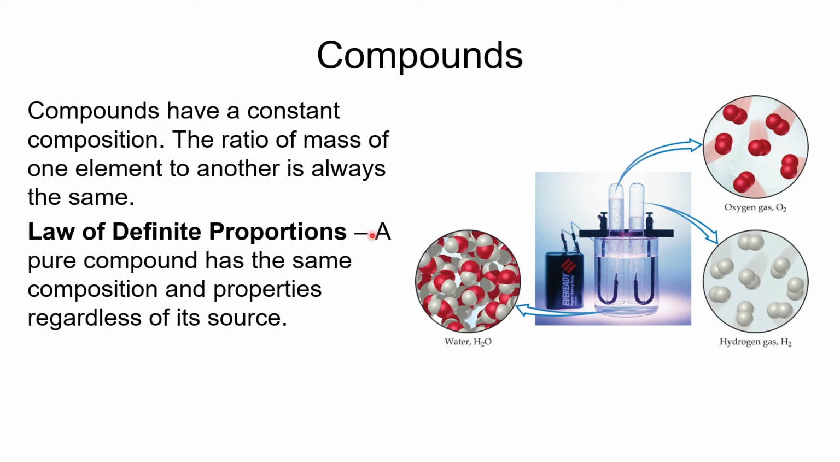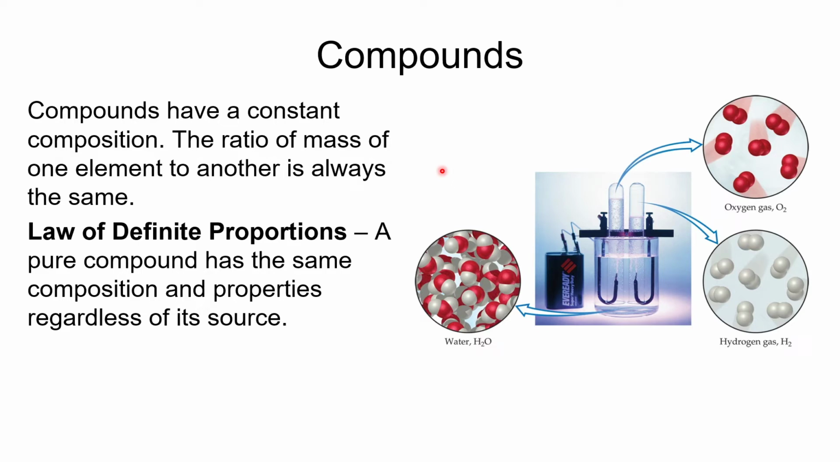And one of the things that we will find about compounds is that they always have a fixed ratio of one element to another element in that compound. And so a pure compound has the same composition regardless of where you get it.